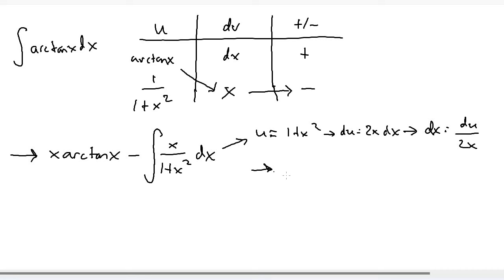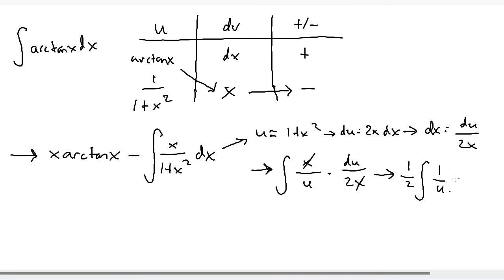So when I plug it in, back to the integral, I'll get the integral of x over 1 plus x squared is u, so we just put u there, multiplied by dx, which is equal to du over 2x. The x's will cancel, and du over 2 is the same thing as 1/2 du, and that 1/2 can come out of the integral because it's a constant. So we get 1/2 times the integral of 1 over u du. And we can rewrite that as 1/2. The integral of 1 over u is just the natural log of u.